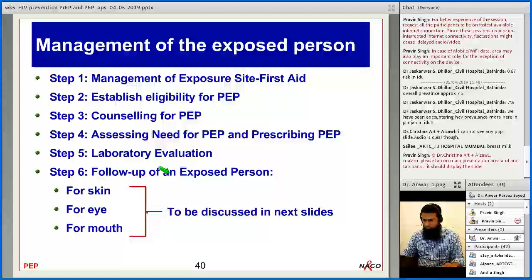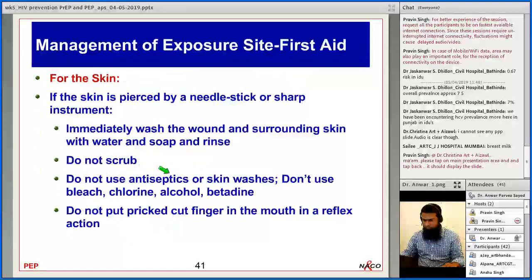And how do we manage that? For management, the first step is the management of the exposed site with first aid. Then establish eligibility for PEP, whether the person is eligible for PEP or not. Then counseling for PEP, then assessing the need for PEP and prescribing PEP. Lab evaluation, and follow-up of the exposed person.